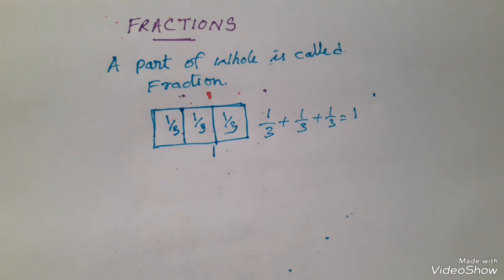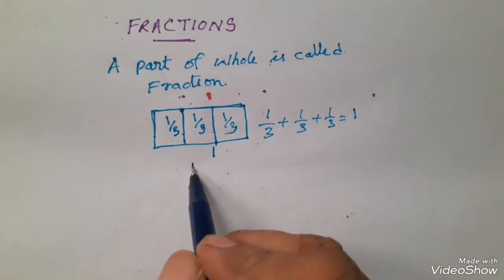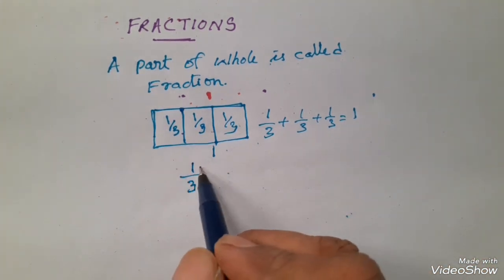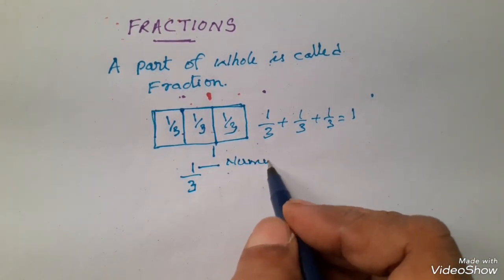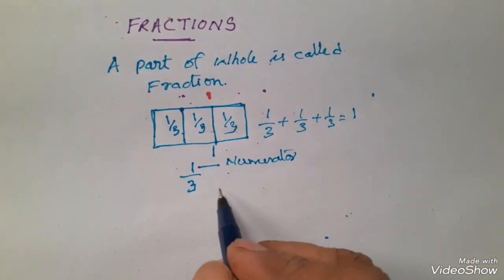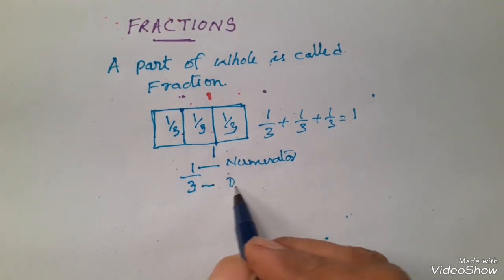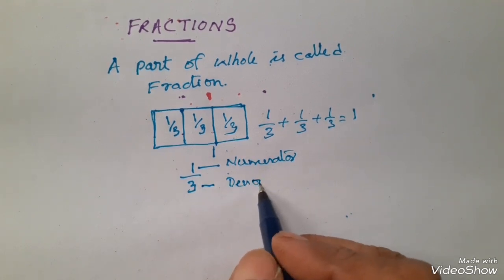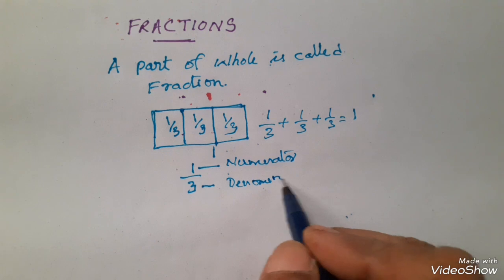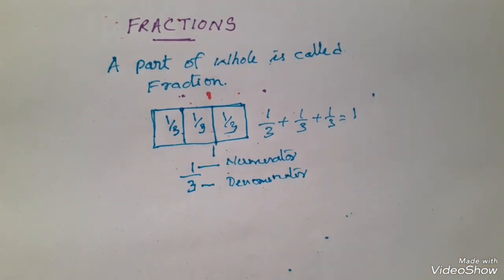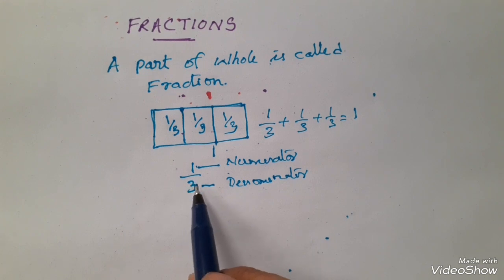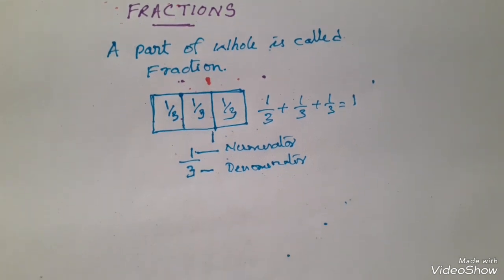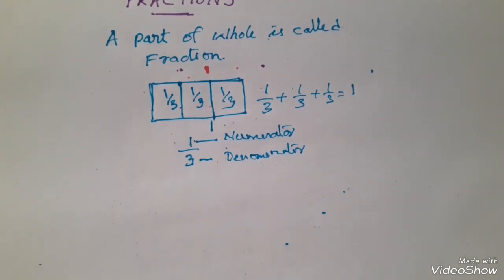Here we can say, suppose you take 1 by 3, this is called the numerator and 3 is called the denominator. So a fraction has a numerator and a denominator.